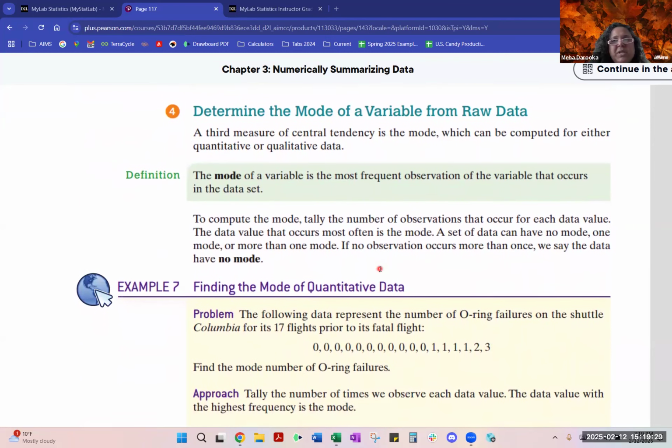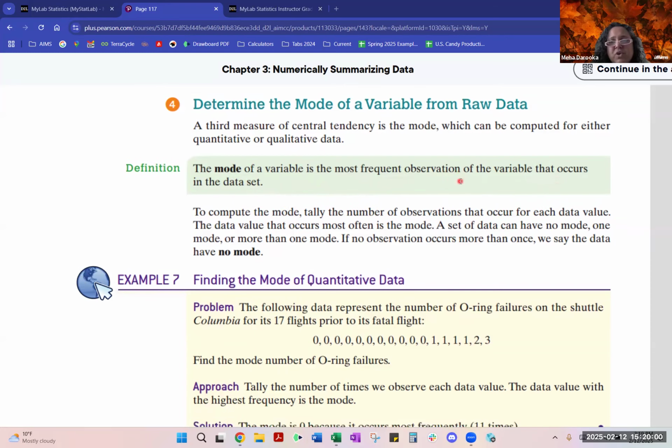And the mode, what you want to think about, like I was using the terminology before, is what is the most typical data value or the most typical characteristic, depending on what you're looking at. Or, as the definition here is talking about, the mode can be the most frequent observation of the variable that occurs in the data set. So in other words, which value has the highest frequency? So which is the most frequent observation, that becomes your mode.